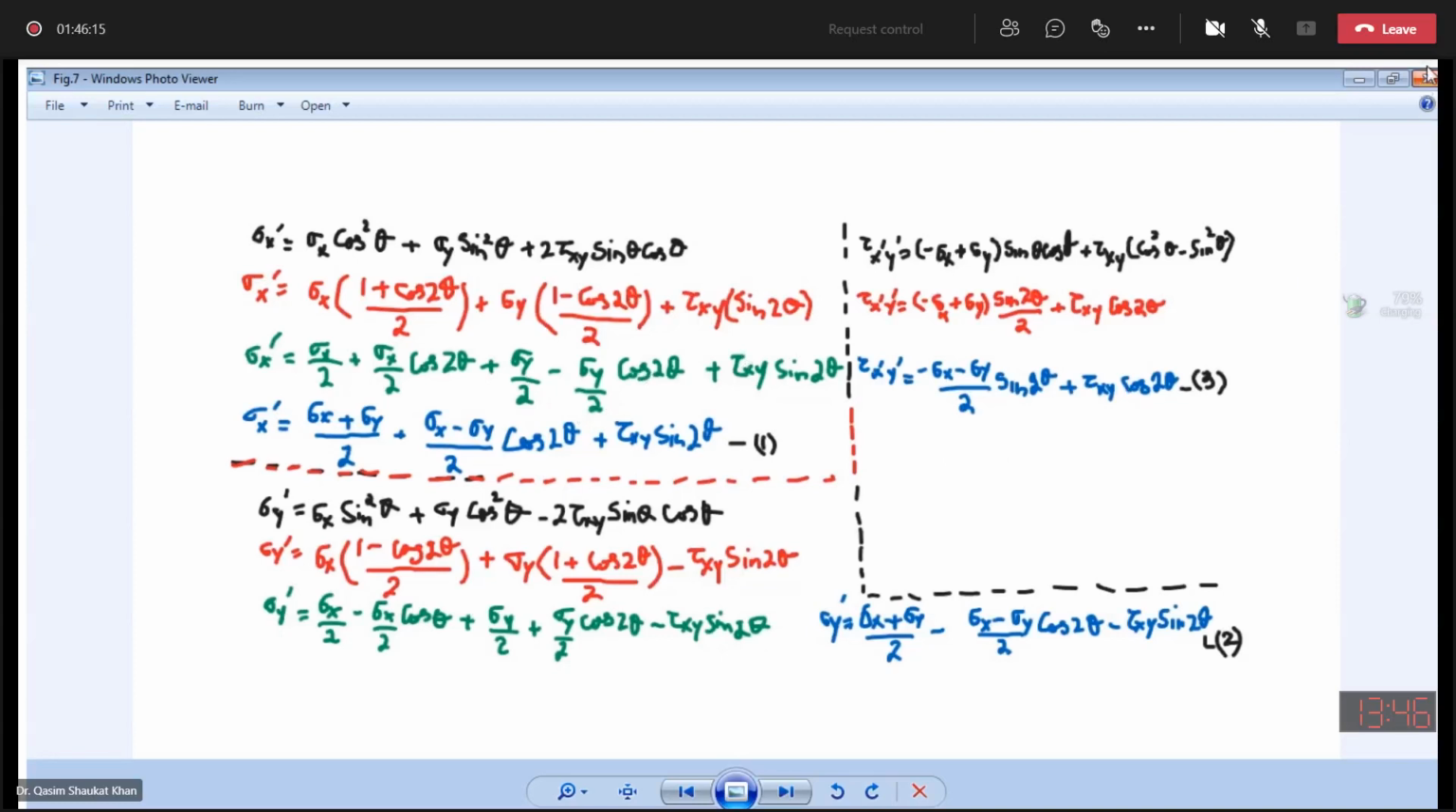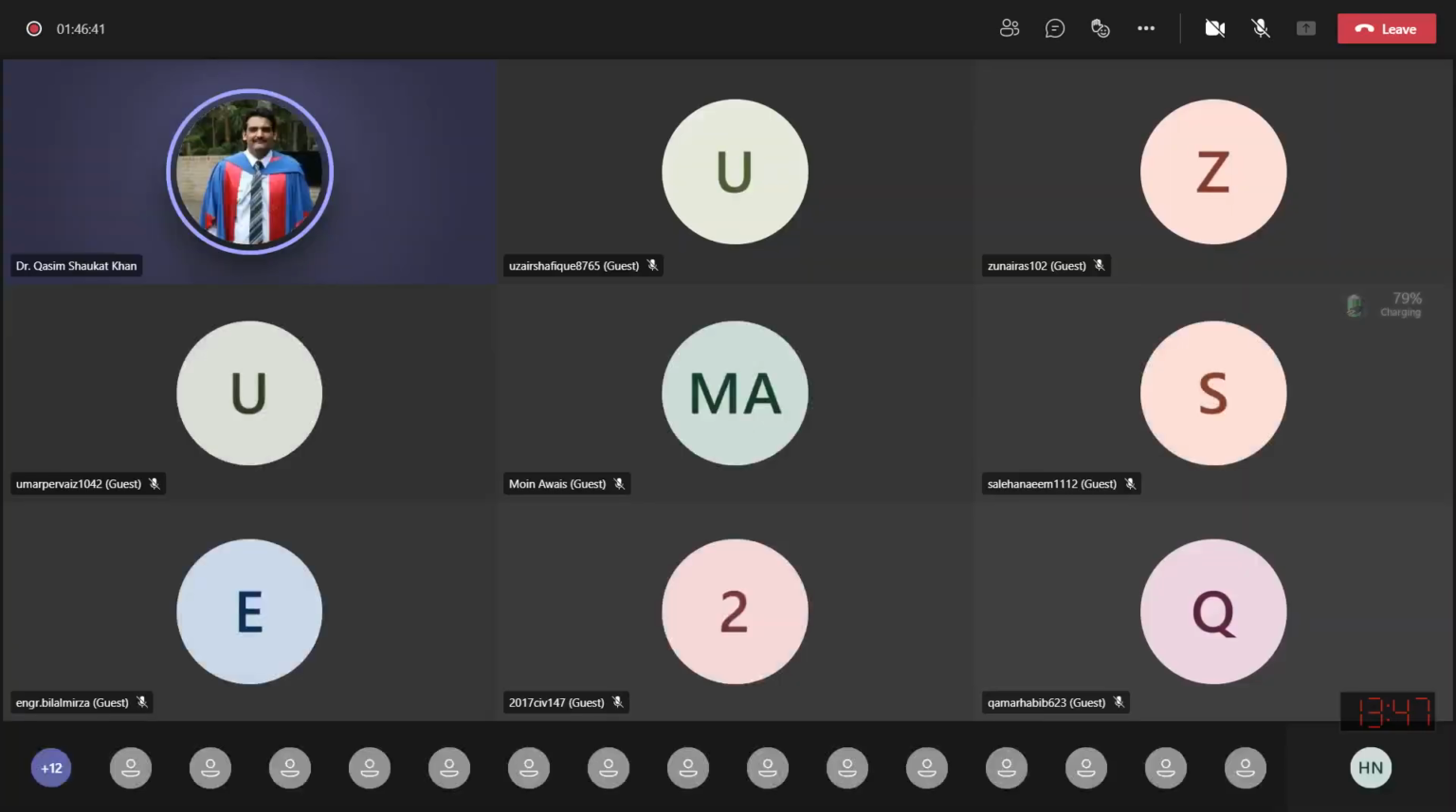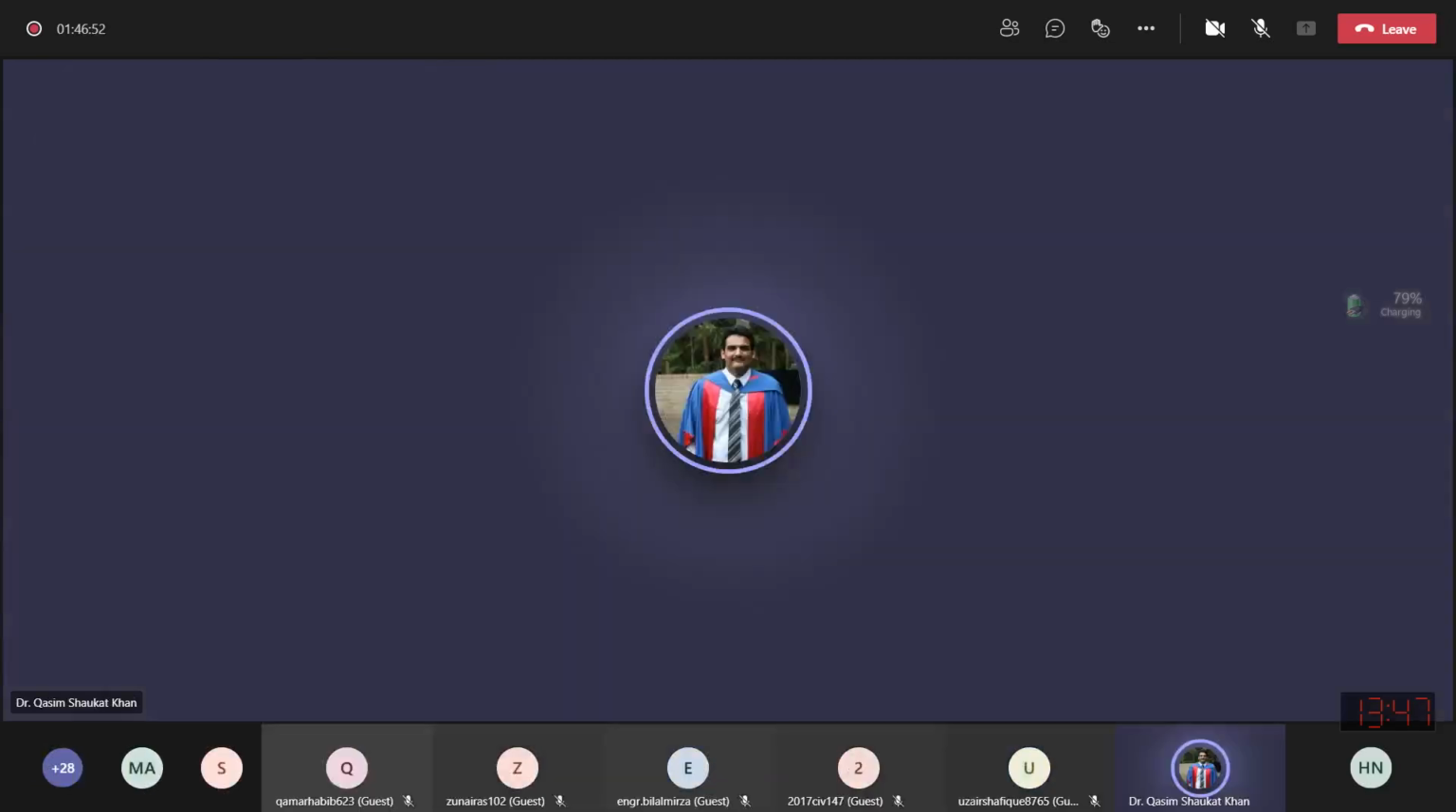If this is clear, then we will go back to the book. If you have any query, please let me know now. If it is clear, then I am proceeding to the book. We started with 42 students and we are currently having 36 students.